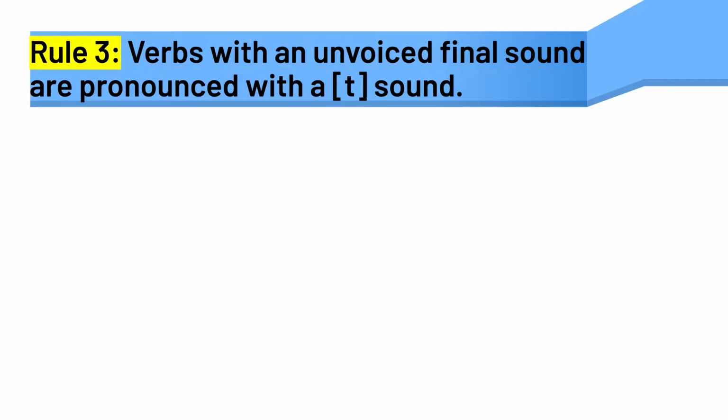Rule number 3. Verbs with an unvoiced final sound are pronounced with a t sound. We need to first identify the unvoiced sounds. The unvoiced sounds are B, C, F, H, K, P, Q, X. The great news is that we can use our hand to determine the final sound as well.